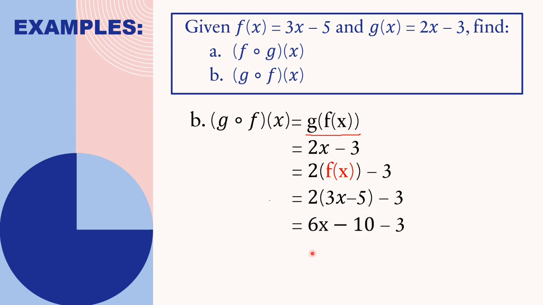Then simplify. So 2 times 3x, we have 6x. Then 2 times negative 5, we have negative 10 minus 3. Then combine like terms, so we get 6x minus 13. So negative 10 minus 3 is negative 13. Therefore, g composed of f of x is equal to 6x minus 13.